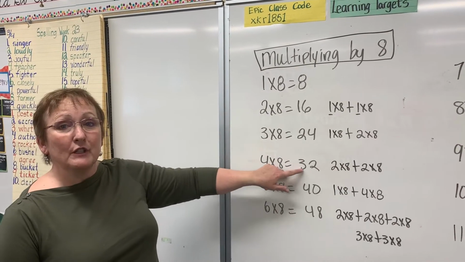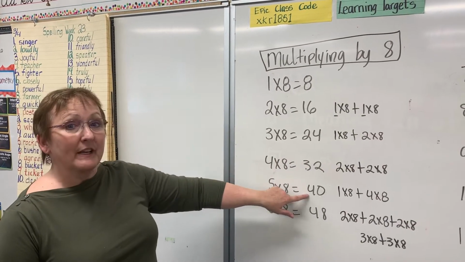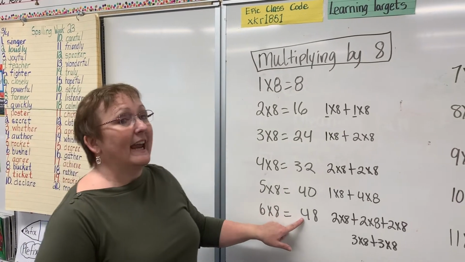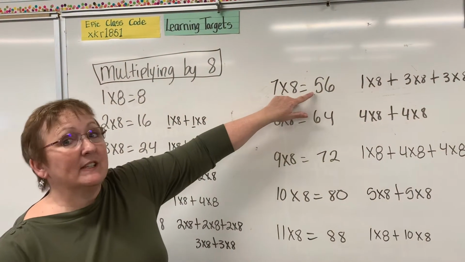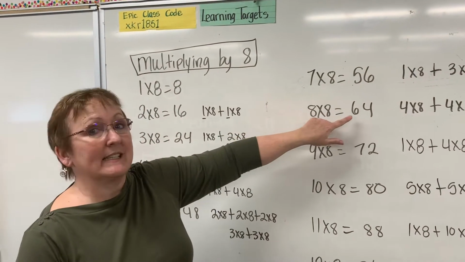4 times 8 is 32. 5 times 8 is 40. 6 times 8 is 48. 7 times 8 is 56. 8 times 8 is 64.